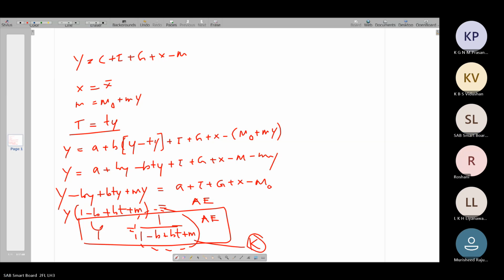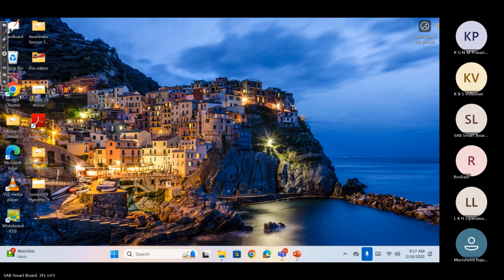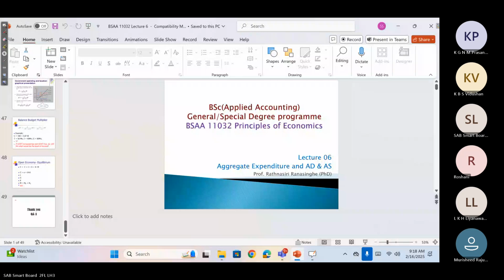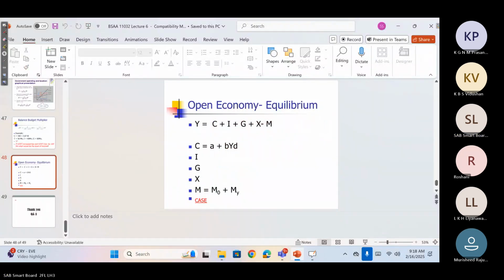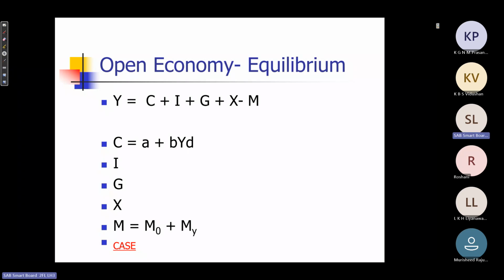This is the open economy one. Is it clear? If you know the model values, you can derive the multiplier and see. Now you can look at our model, where we assumed one case.